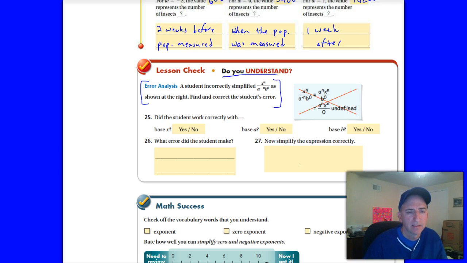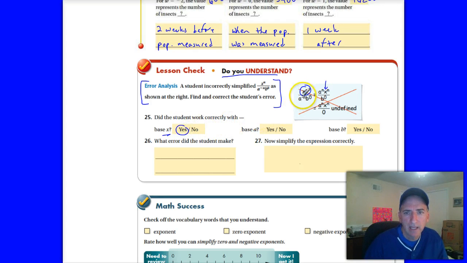Okay, hopefully you thought it through. It says, did the student work correctly with base x? So in other words, did this x to the n end up in the right place? Well, it's a positive exponent. Remember the rule of simplifying, you have to have positive exponents. So that's upstairs, it's positive. We're going to keep it there. So yes, the x is correct.